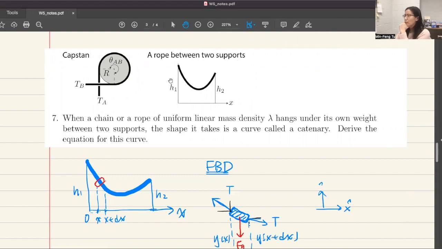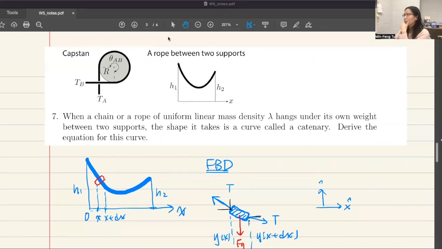So in this problem, here's a chain and a rope, and it just hangs under its weight from two supports. Because of the weight, the chain or rope will naturally curve down, right? This curve we call a catenary. Now I want to derive the equation of this curve. Our goal is to find, let's say this is y, this is x, a relationship between y and x.